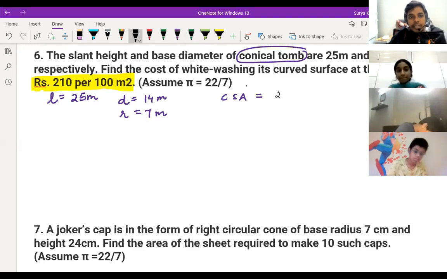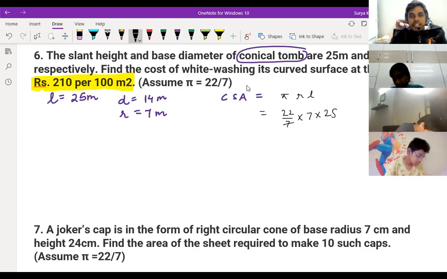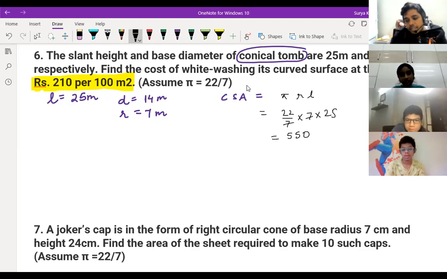Pi R L you get, right? Pi R L. So here you have to use 22 by 7. 22 by 7 into radius. Sir, we get 550, sir, for our CSA. Okay. So 7 will get cancelled. So 550. Conical is nothing but cone, right? Yeah, conical, cone. You can relate to cone only. Is anything else coming by pronunciation? Any other thing, cylinder, cube, cuboid, anything? No. Yeah, okay. So CSA is 550 meter square.